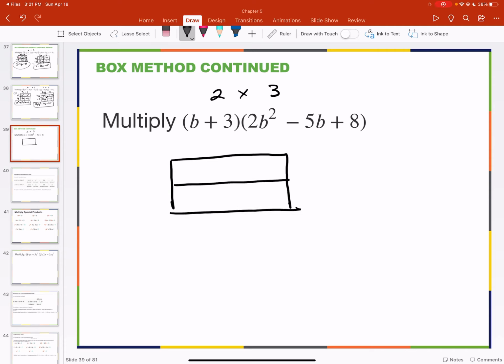So I'm going to do 2, and then I'm going to have 3 boxes. Okay, on the side I have my binomial b plus 3, and then on the top, 2b squared minus 5b plus 8. Okay, so let's go ahead and fill it in.